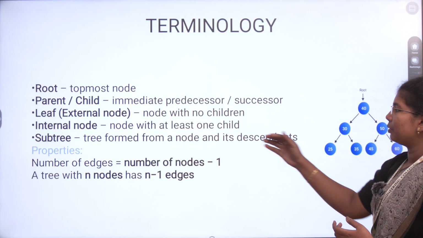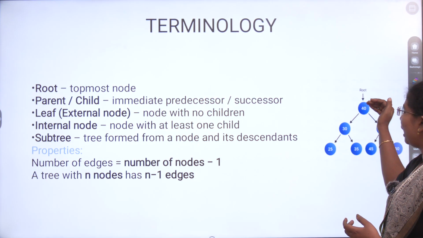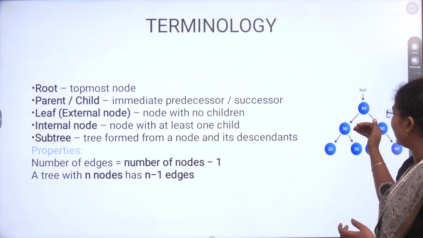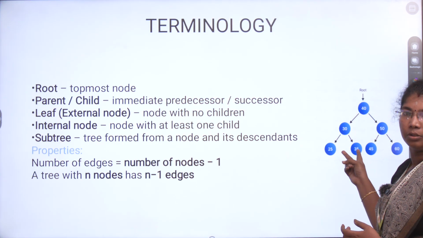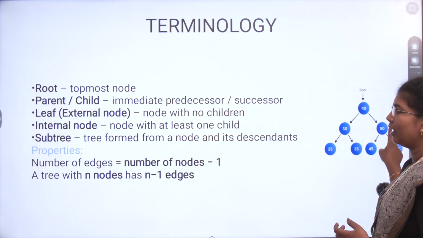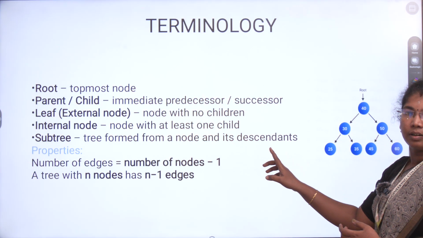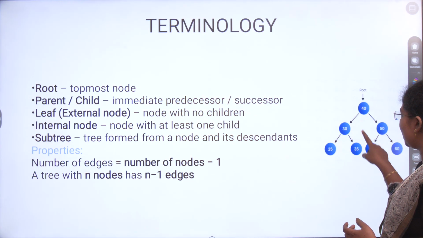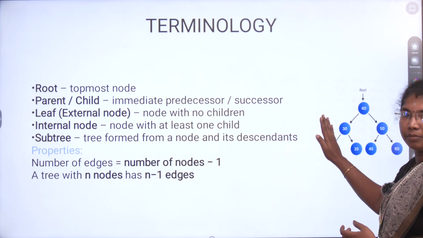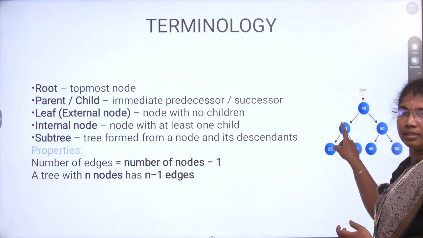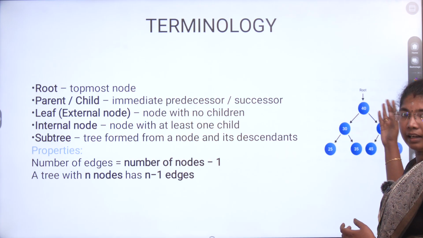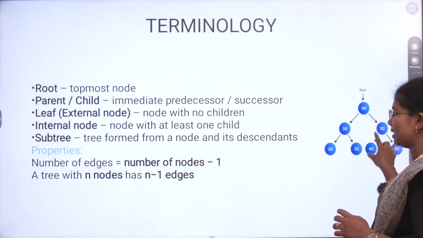Then internal nodes. Internal nodes are nothing but the nodes after the root node which have either one child or two children. So this is an internal node. Subtrees are nothing but, this is a left subtree, which is apart from the root, that is the left side of the root is the left subtree and the right side of the root is the right subtree.